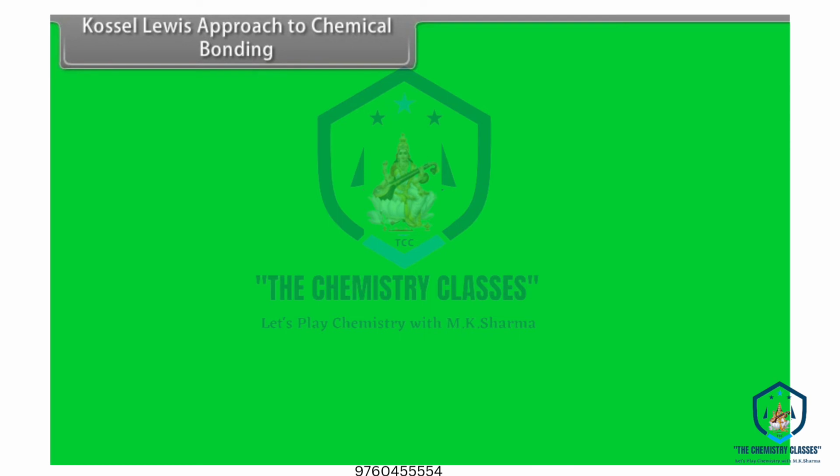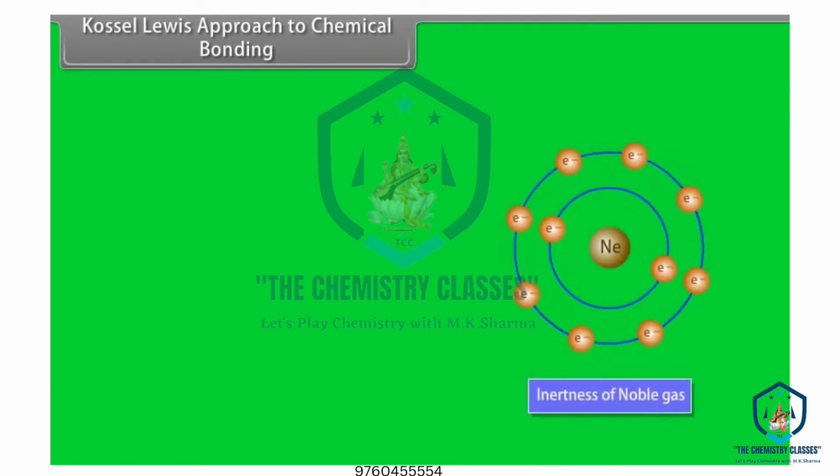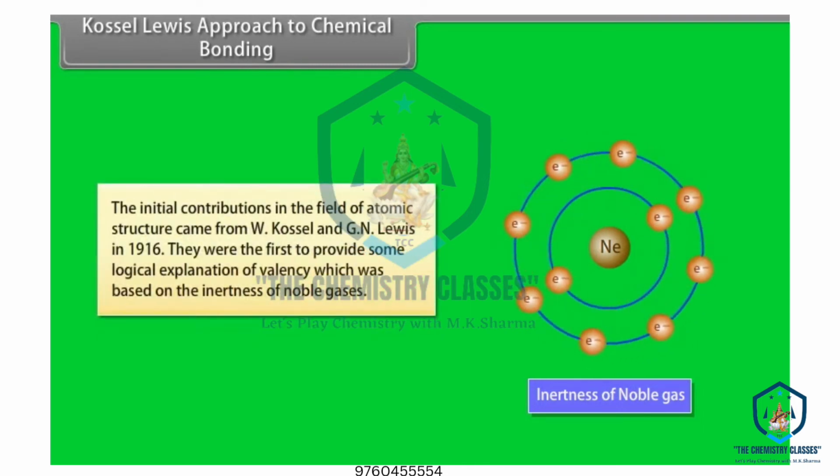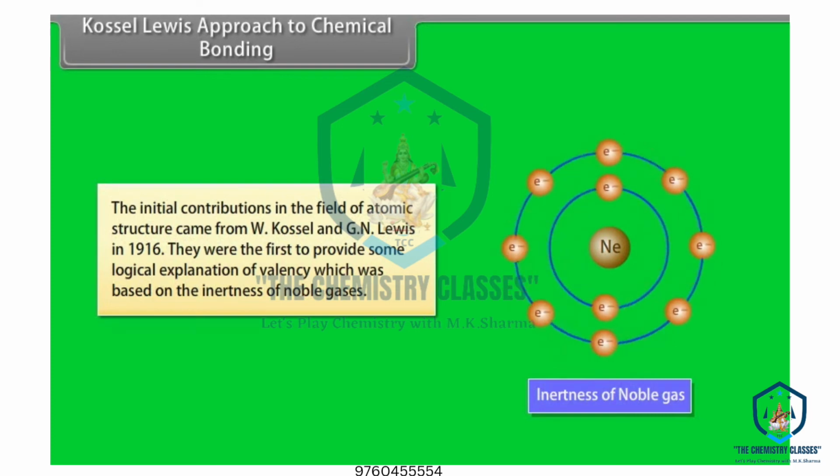Kossel-Lewis approach to chemical bonding. The developments in the field of atomic structure provided foundations for various theories of valency. The initial contributions in this field came from W. Kossel and G. N. Lewis in 1916. They were the first to provide some logical explanation of valency, which was based on the inertness of noble gases.